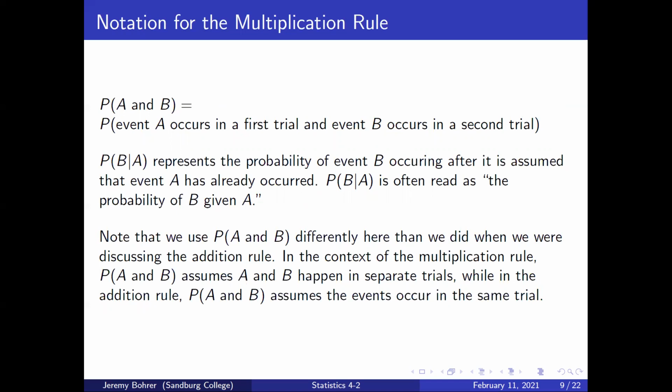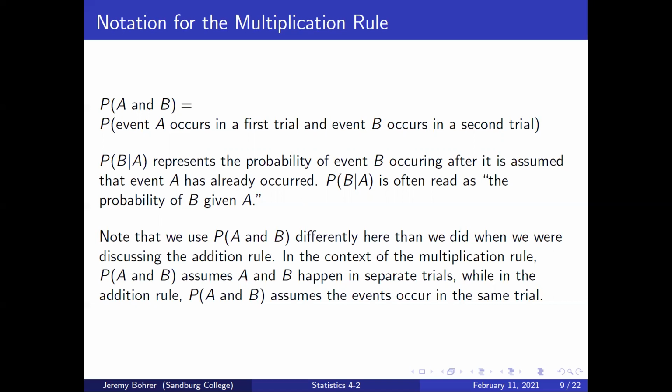Notation for the multiplication rule. The probability of A and B is equal to the probability that event A occurs in a first trial and event B occurs in a second trial. The probability of B given A represents the probability of event B occurring after it is assumed that event A has already occurred.